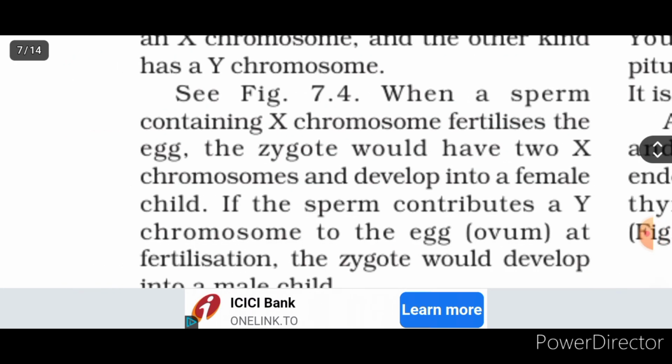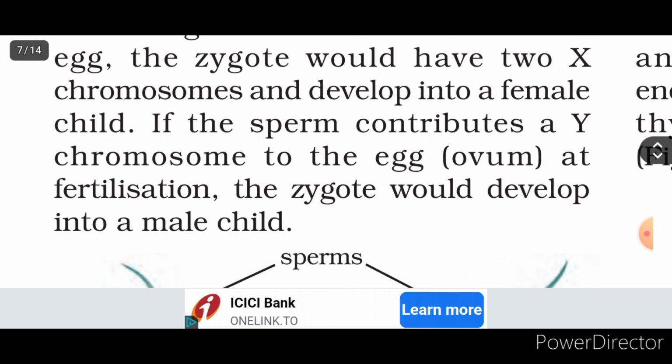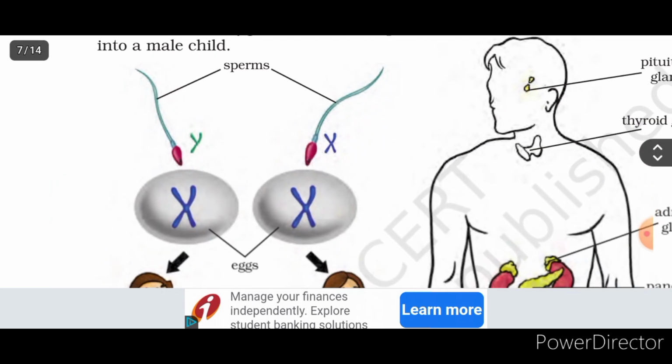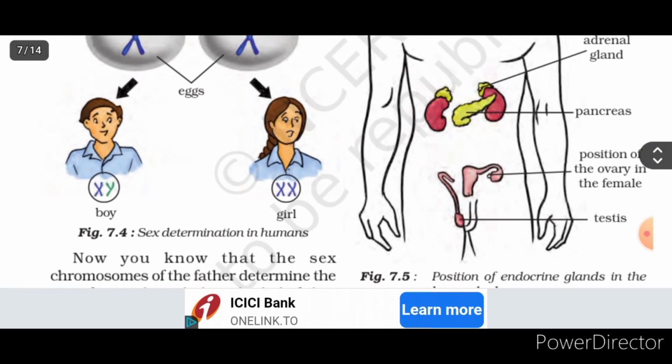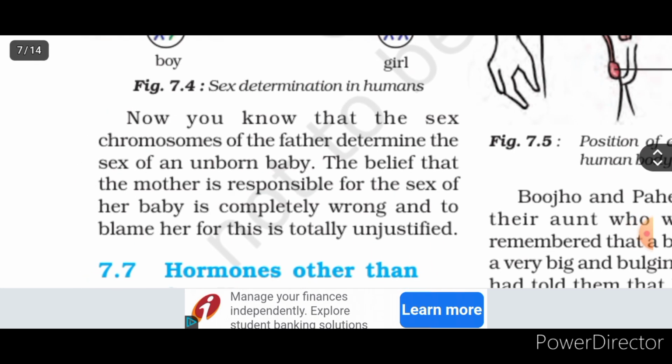When a sperm containing an X chromosome fertilizes the egg, the zygote would have two X chromosomes and develop into a female child. If the sperm contributes a Y chromosome to the egg, or ovum, at fertilization, the zygote would develop into a male child. Now you know that the chromosomes of the father determine the sex of an unborn baby. The belief that the mother is responsible for the sex of her baby is completely wrong, and to blame her for this is totally unjustified.